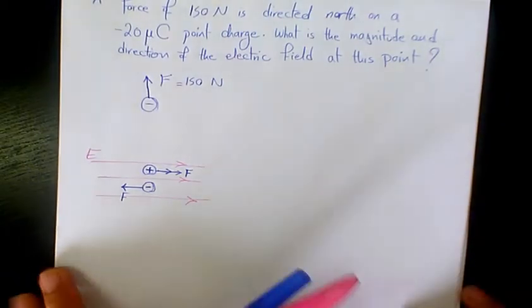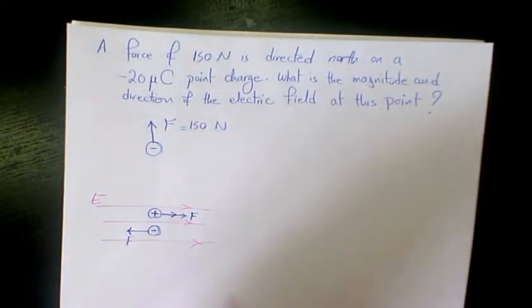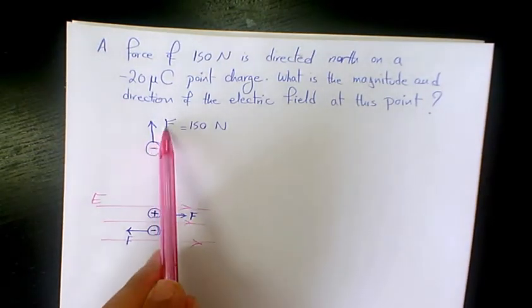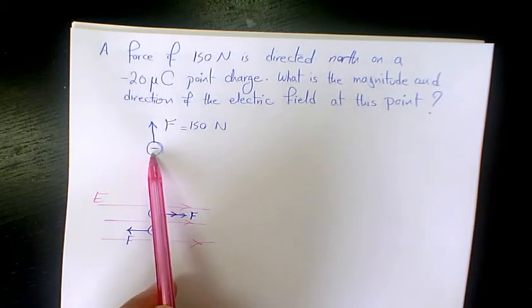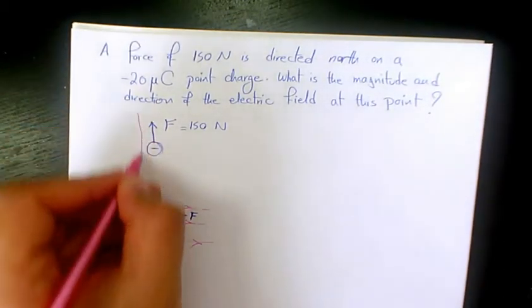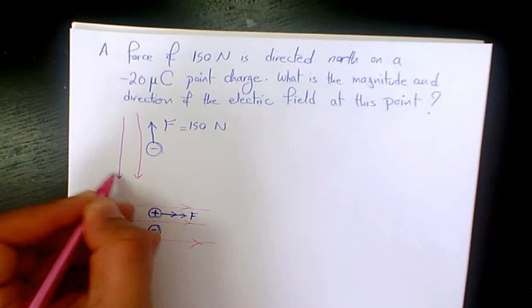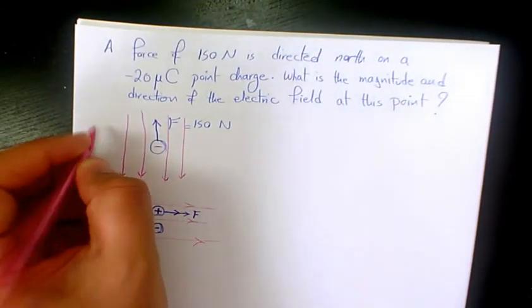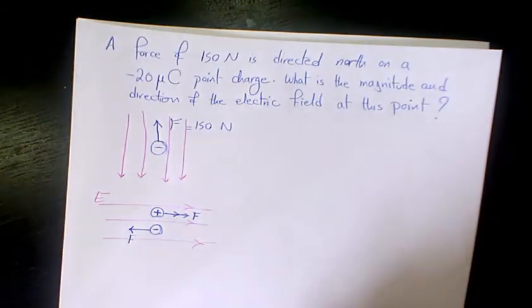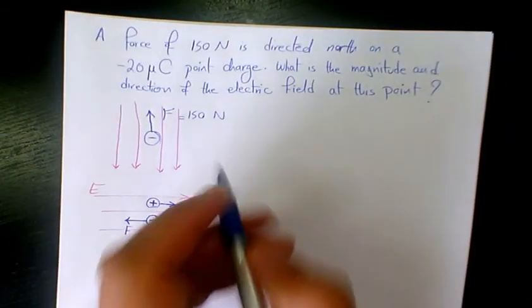So now let's go back to this question. If the force is going north on the negative charge, it means that the electric field is going south. So now let's find out the magnitude of this electric field.